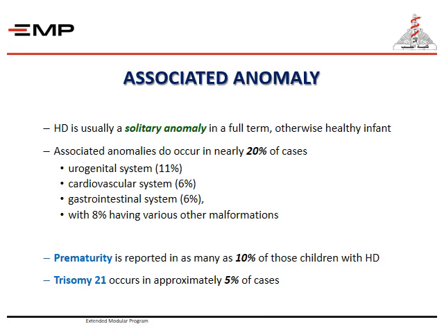Associated anomalies do occur in nearly 20% of cases. Urogenital system, 11%. Cardiovascular system, 6%. Gastrointestinal system, 6%, with 8% having various other malformations. Prematurity is reported in as many as 10% of those children with HD. Trisomy 21 occurs in approximately 5% of cases.